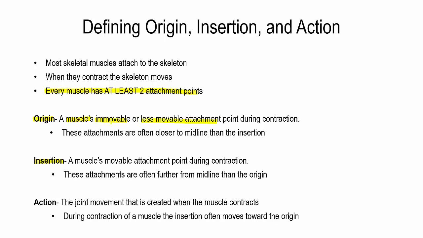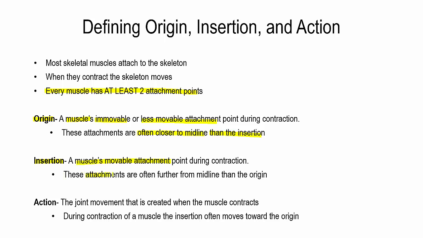Okay, these attachment points on the skeleton are often closer to midline than the insertions. Okay, the insertions are usually further away from midline than the origins are. The insertion is the muscle's attachment point that when the muscle contracts, this attachment point moves. So this is the part of the skeleton that moves. Okay, so this is the movable attachment point during contraction.